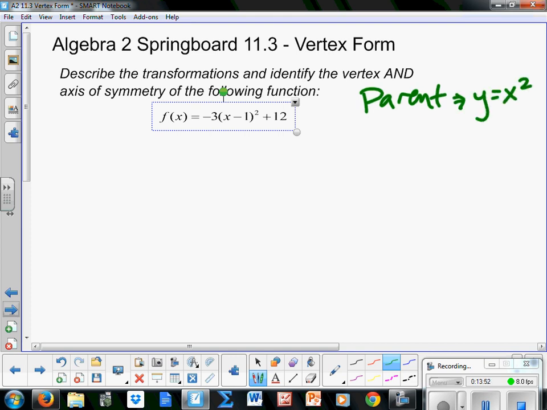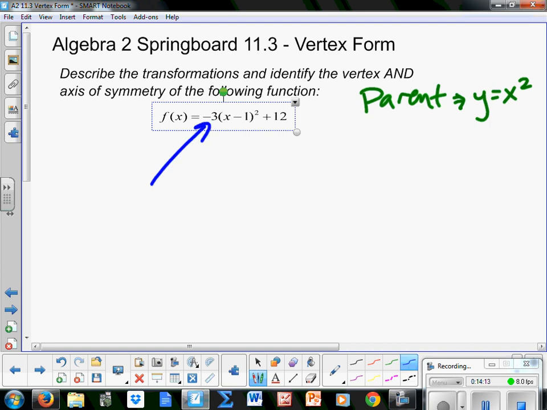Or y equals x squared, I'm sorry. The parent is y equals x squared here. So again, you can see that this matches what we just put in vertex form. What we need to do now is describe the transformations, identify the vertex, and the axis of symmetry. Let's start with describing the transformations.